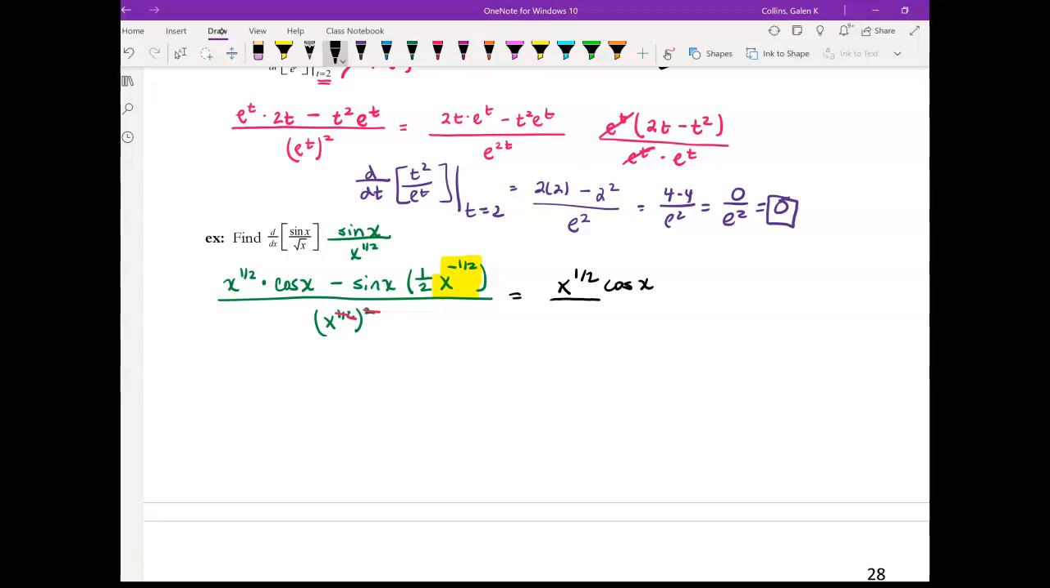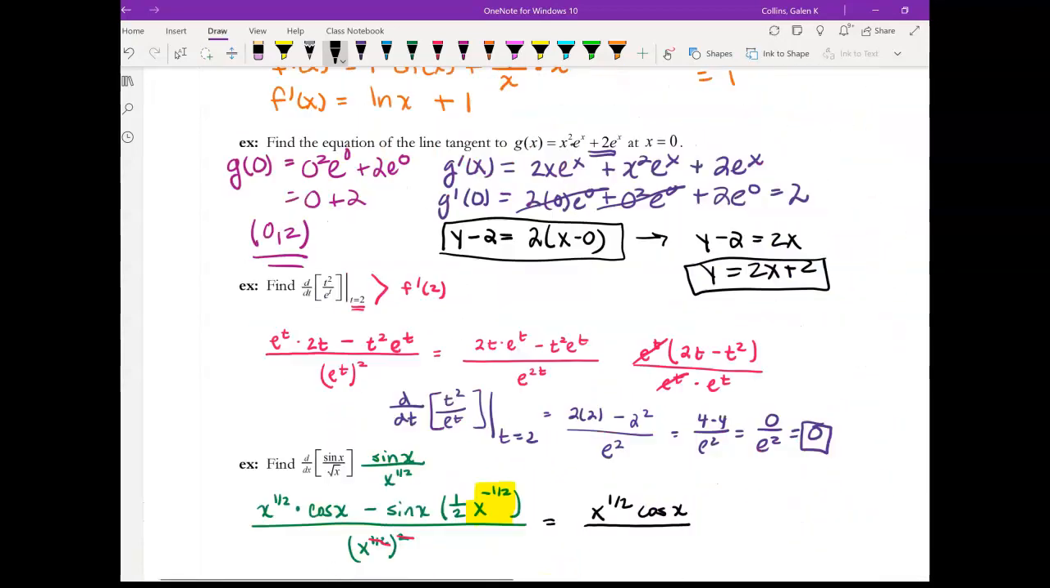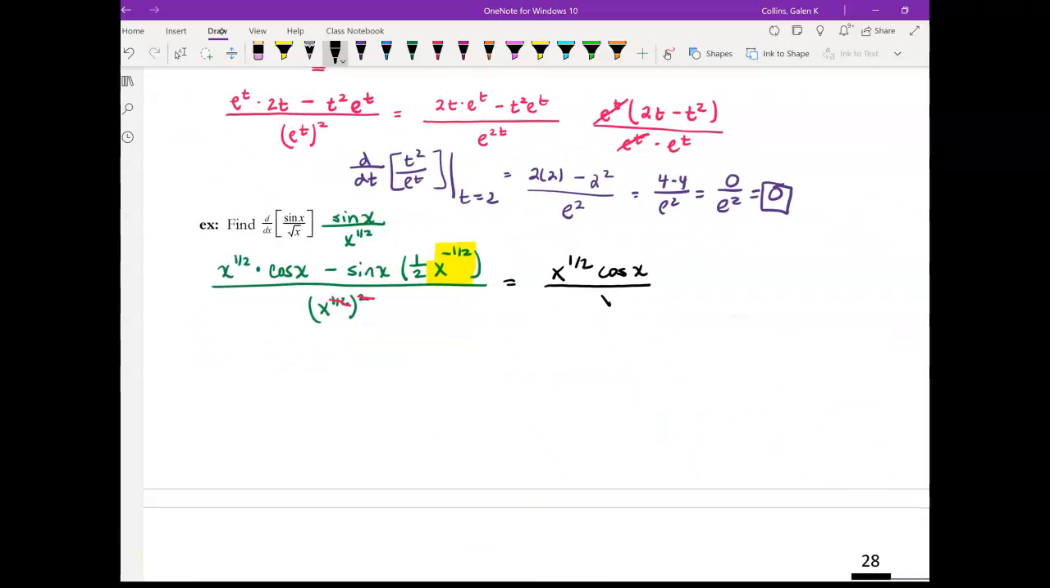But what I am going to do is break up my derivative into a difference of two different fractions with the same denominator x. So we have x to the 1/2 cosine of x over x, minus the sine of x times 1/2 x to the negative 1/2 power, all of that over x. Now we can deal with this x to the negative 1/2 power that is a factor in our numerator, and we can send that to the denominator as x to the positive 1/2 power.